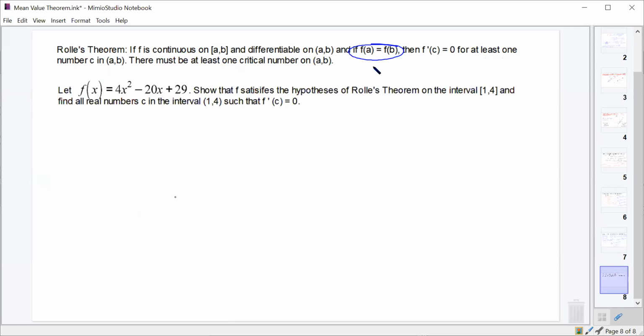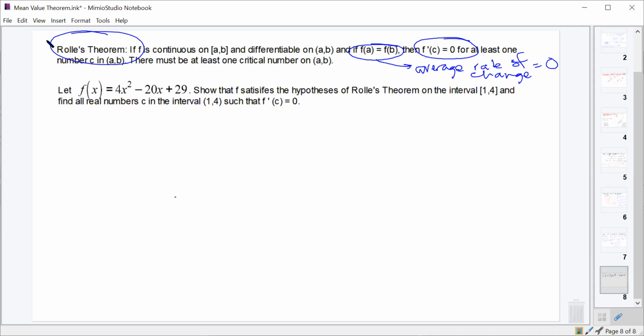If f of a equals f of b, the average rate of change is going to be 0. Yeah, it's going to be 0. And so if the average rate of change is 0, that tells us that the derivative is going to equal 0, according to the mean value theorem. And so this is a special case of it called Rolle's theorem.